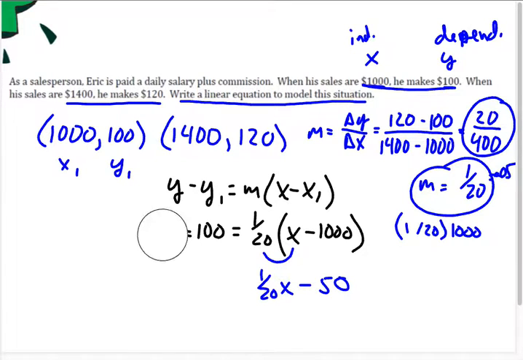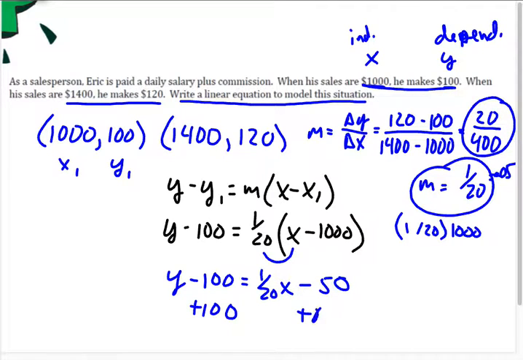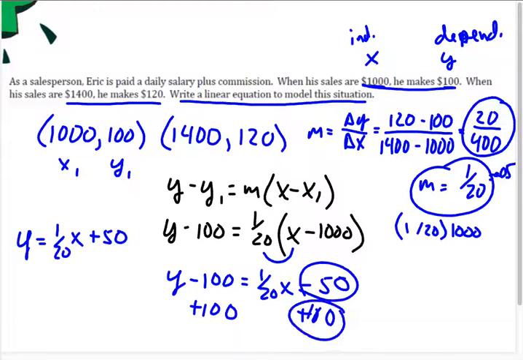Oops, I put equals here. That's y minus 100. So we just do this. Add 100 to both sides. And we're going to end up with y equals 1/20th x plus 50. Negative 50 plus a positive 100 is going to give me positive 50.